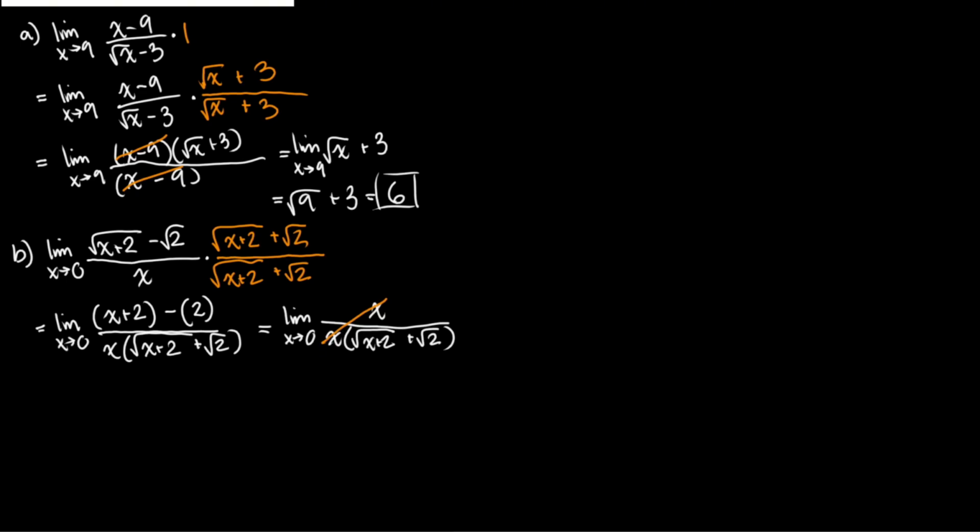So this will result in the limit as x goes to 0. Remember, it's always 1 times x. And so this will just become 1. The bottom part remains the same. What is that? x plus 2 plus root 2, like that. And if you plug in x equals 0, then it will become 1 over, what is that? Root 2 plus root 2. And that's equal to 1 over 2 root 2.